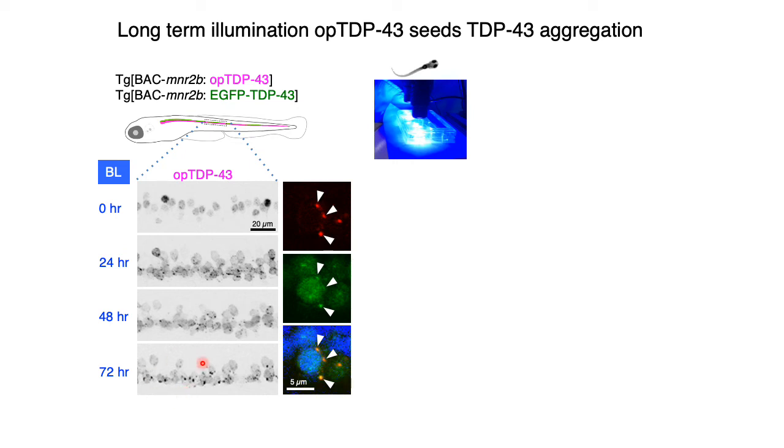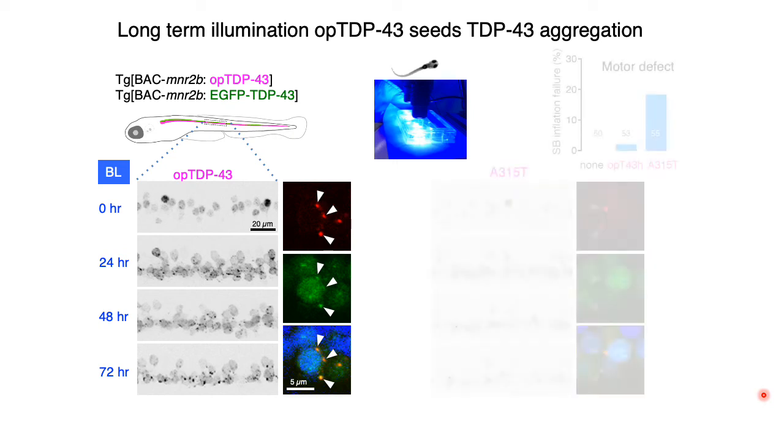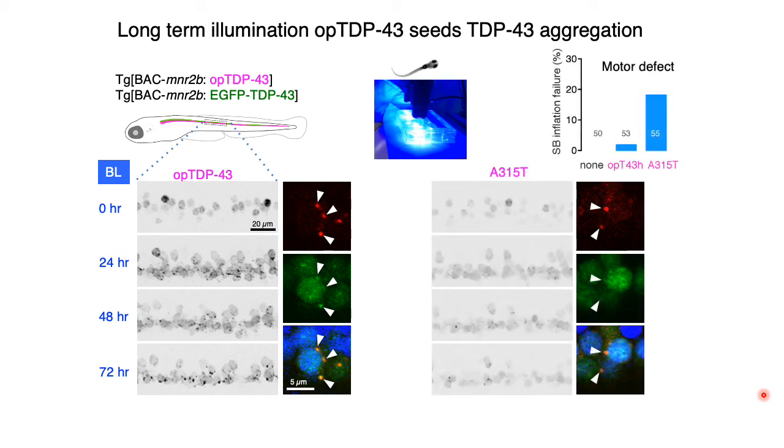And if you co-express non-optogenetic EGFP-TDP-43, it also is recruited to the OP-TDP-43 aggregates, showing that OP-TDP-43 seeds TDP-43 aggregation. And in this condition, fish are viable and displayed no obvious locomotor deficits. But we found that when we introduced an ALS-causing mutation in the IDR, which is the A315T mutation, we saw similar seeding activity, but in this case, we observed locomotor deficits like this, suggesting that the IDR is involved in toxicity of OP-TDP-43.